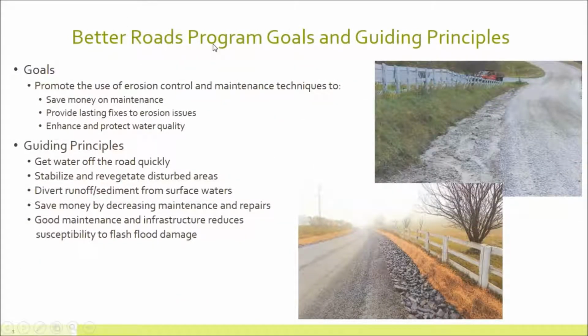So the guiding principles of our program, the goals, we're hoping to save some money on maintenance, provide lasting fixes to erosion issues, and enhance and protect the water quality in Vermont. We do this by getting water off the road quickly, stabilizing and revegetating disturbed areas, diverting runoff and sediment from our surface waters, hopefully decreasing maintenance and repairs by doing all of these items, and hoping that good maintenance really reduces the susceptibility to flash flood damage around the state.